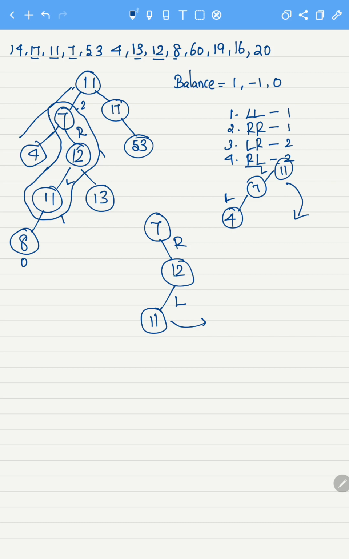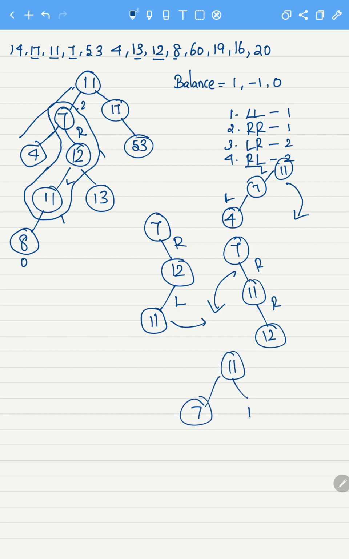Remember, you should always change the location of the node. So now it becomes like this: 7, 11 and 12. So all are on the right side. Now the tree is heavy on the right side, so do a left rotate. When you do a left rotate, 7 will come down. Okay, so I'm going to replace these 3 nodes with this node.